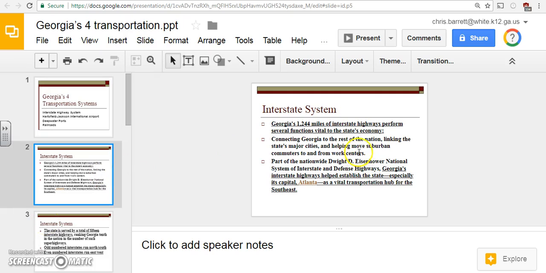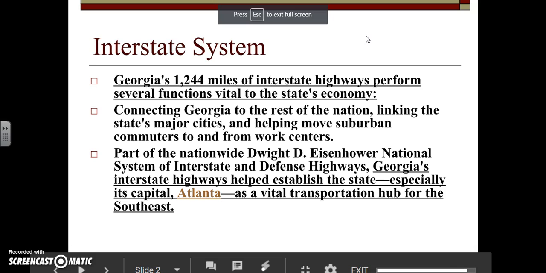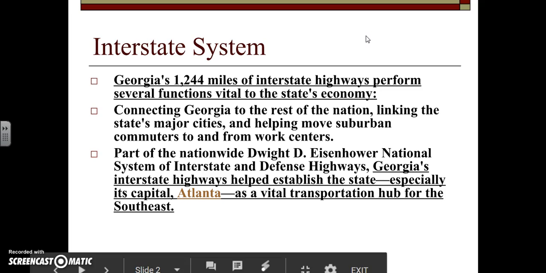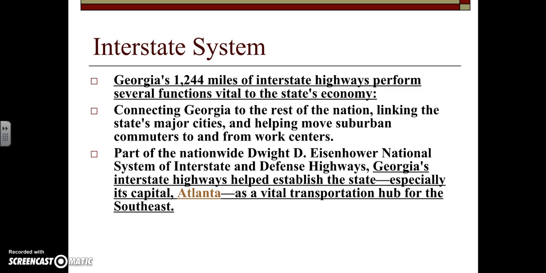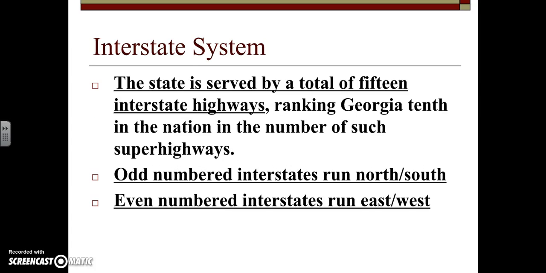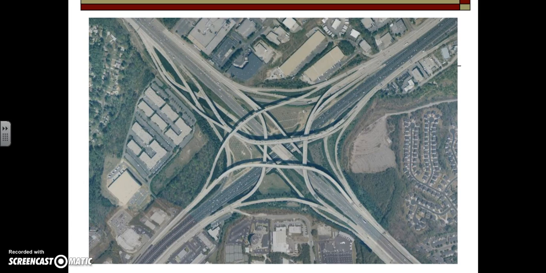we see that Georgia has 1,244 miles of interstate highways that perform several functions that are vital to the state's economy. Georgia's interstate highways establish the state, especially its capital, Atlanta, as a vital transportation hub for the Southeast. The state is served by a total of 15 interstates. Odd-numbered interstates run north to south, and even-numbered interstates run east to west.